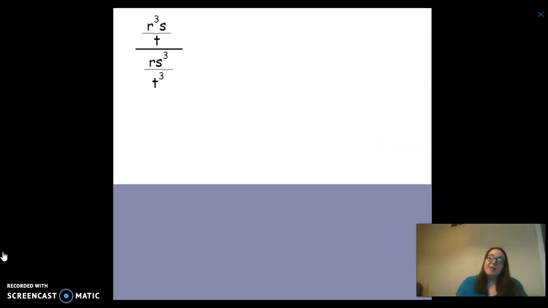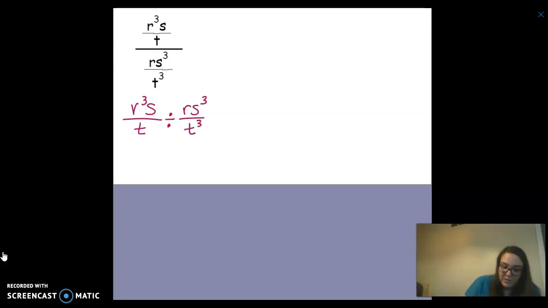This one right here is a complex fraction, r to the third times s divided by t, all divided by rs to the third divided by t to the third. Now remember, although that looks disgusting, it looks complex, it means nothing more than this: r to the third s divided by t, and then divided by rs to the third divided by t to the third.